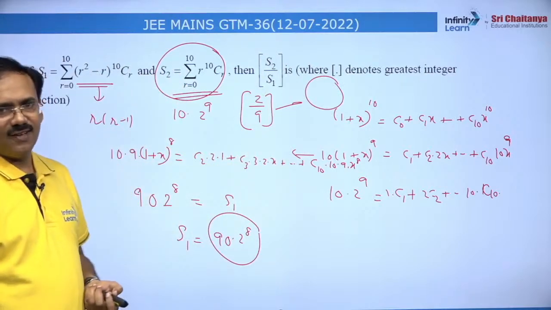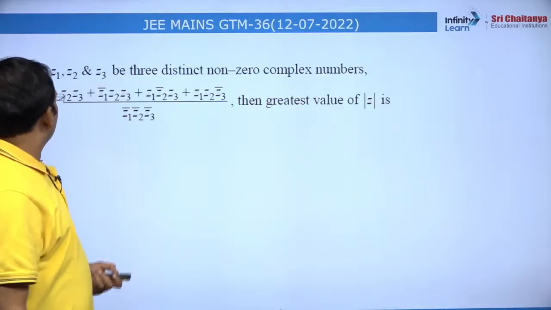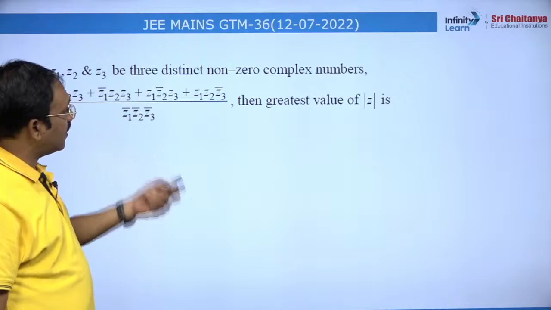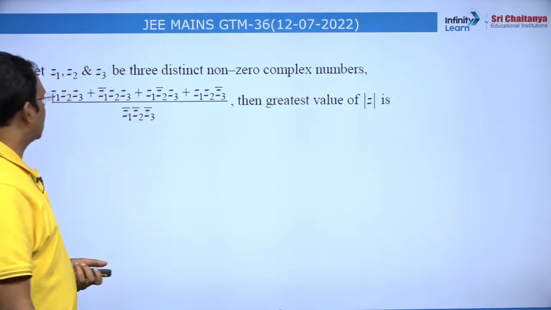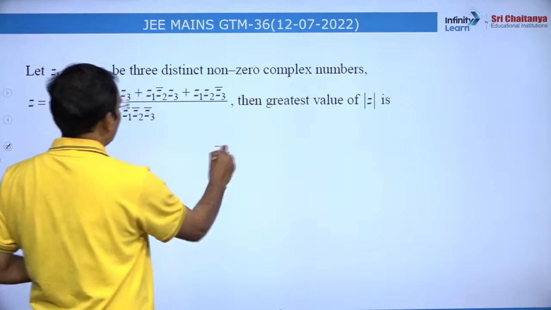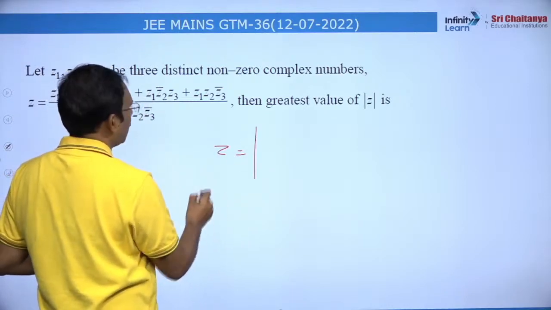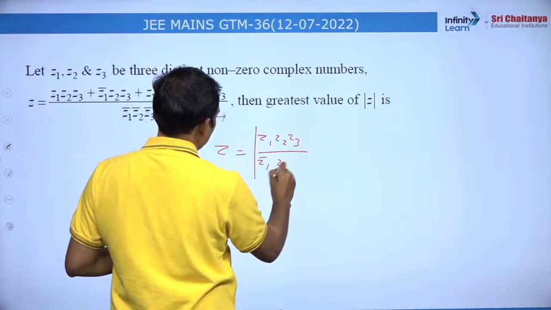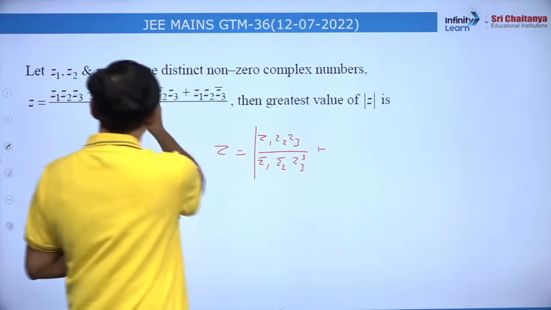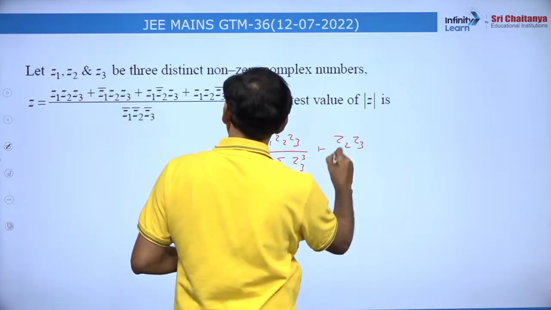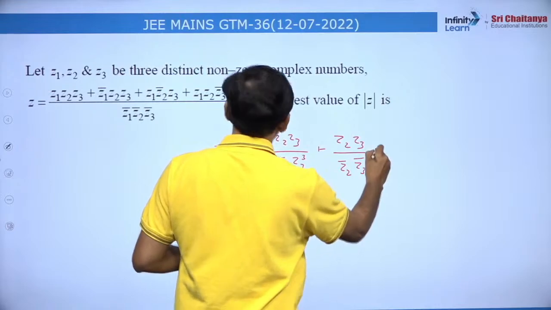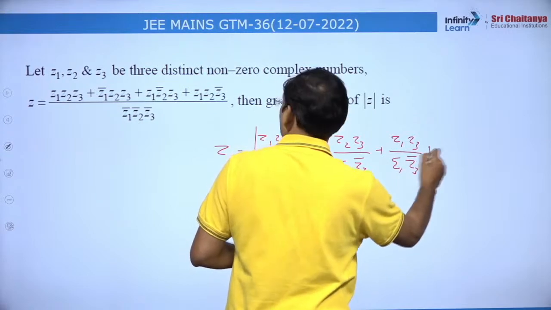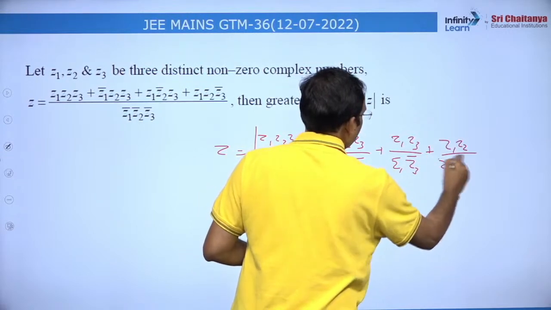That's all. Okay. Next, my dear friends, you see Z1, Z2, Z3 are three distinct non-zero complex numbers, then the greatest value of mod Z possible is, you see friends, you can just separate the terms. You can write mod Z as the modulus of Z1 Z2 Z3 by Z1 bar Z2 bar Z3 bar, plus if you separate here Z2 Z3 by Z2 bar Z3 bar, plus Z1 Z3 by Z1 bar Z3 bar, plus Z1 Z2 by Z1 bar Z2 bar.